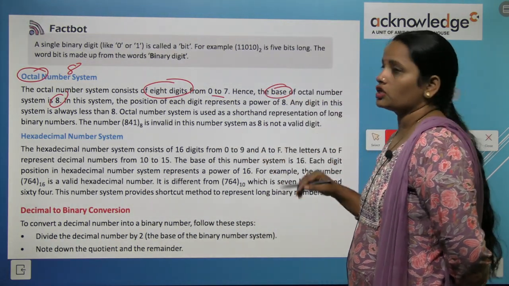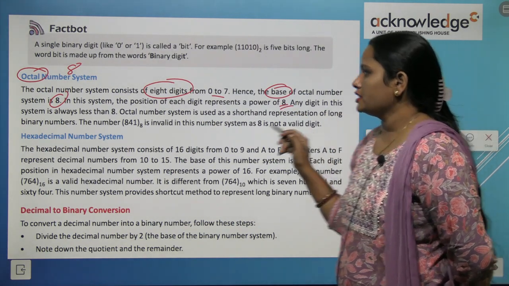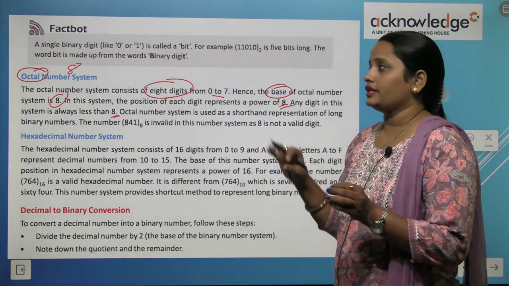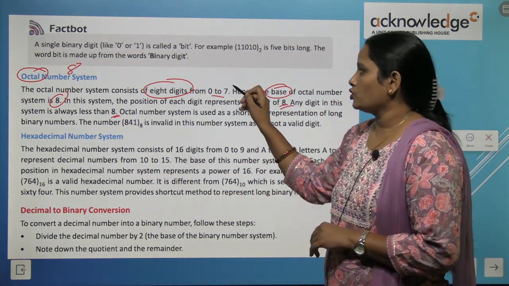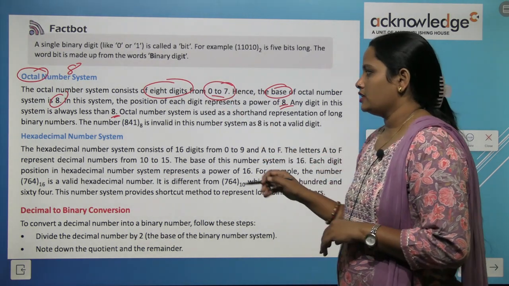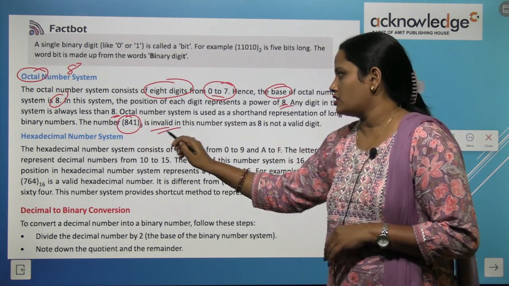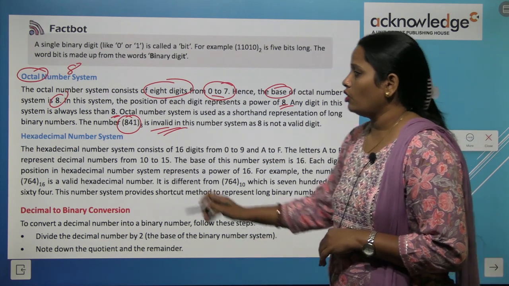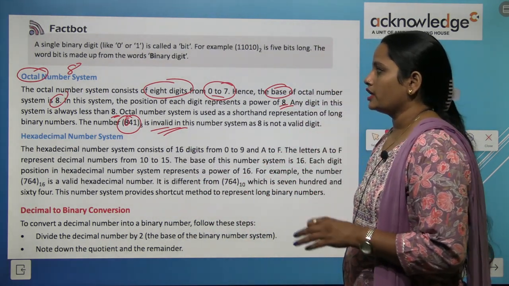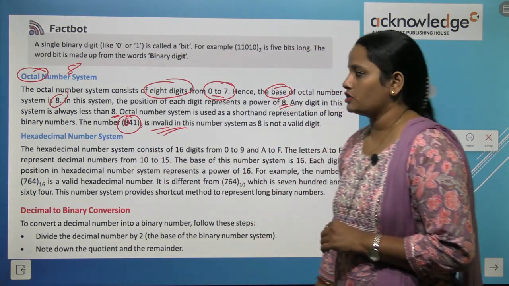In this system, the position of each digit represents a power of 8. Any digit in this system is always less than 8. So whatever number we write in this octal number system should be made of digits in between these numbers. It should not be 8 or greater. Here we can see an example is given. This is considered invalid, so this is not a correct octal number. Next is the hexadecimal number system.